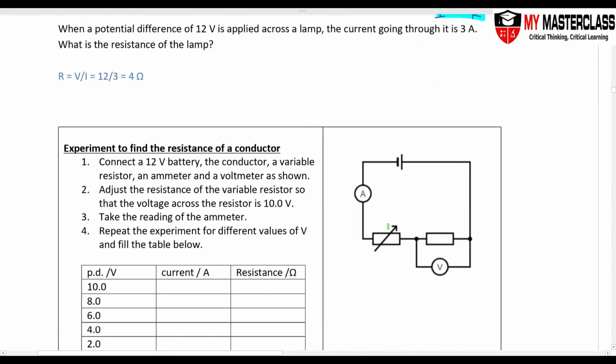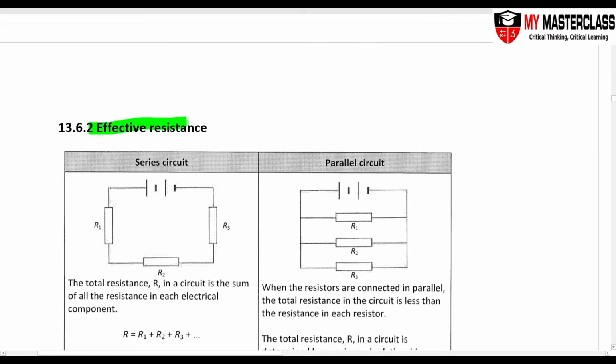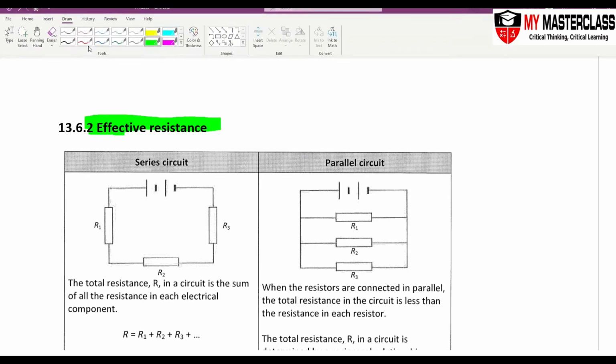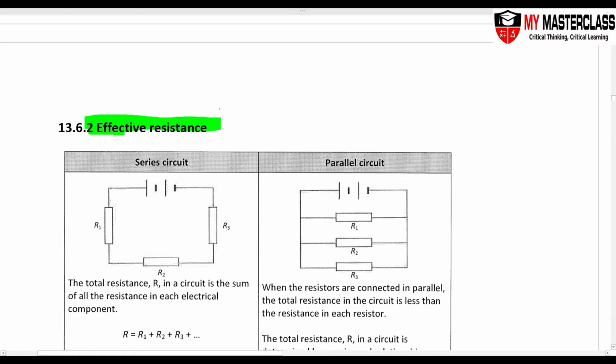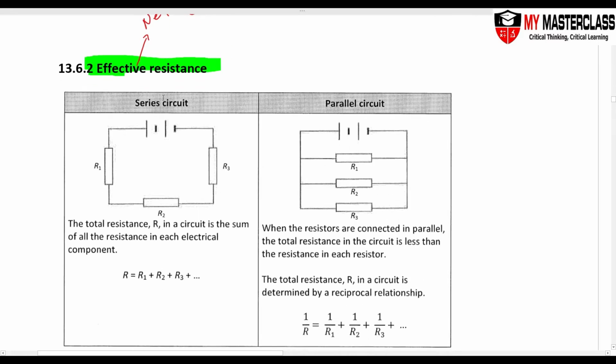Next, moving on to how effective resistance is calculated. Another word for effective resistance is net resistance, which just means how much resistance is in the circuit, so maybe total resistance, right? And there are two different types of circuits, series circuits and parallel circuits. If the resistors are connected in series, then the resistance is simply the sum of all of these resistors. So R1 plus R2 plus R3 will give you the total resistance of the series circuit.